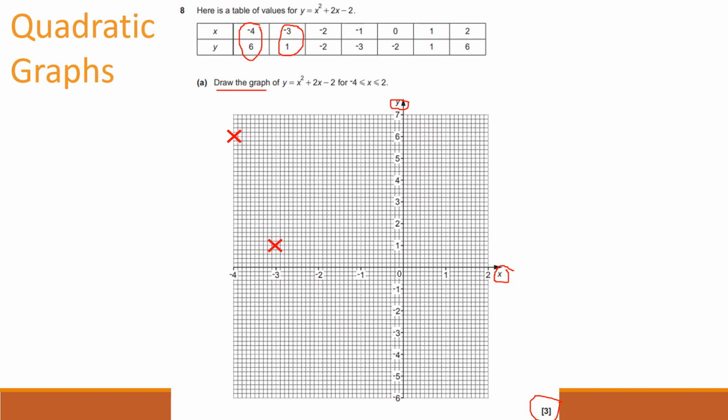Next point is the point -2, -2, and we plot each one in turn. And then I've got the point -1, -3, and then I've got the point 0, -2, and then the point 1, 1, and then the point 2, 6. Okay, so I've plotted all the points. Now to draw the graph, I have to draw a curve between all these points, so it's a nice smooth curve to complete the graph.